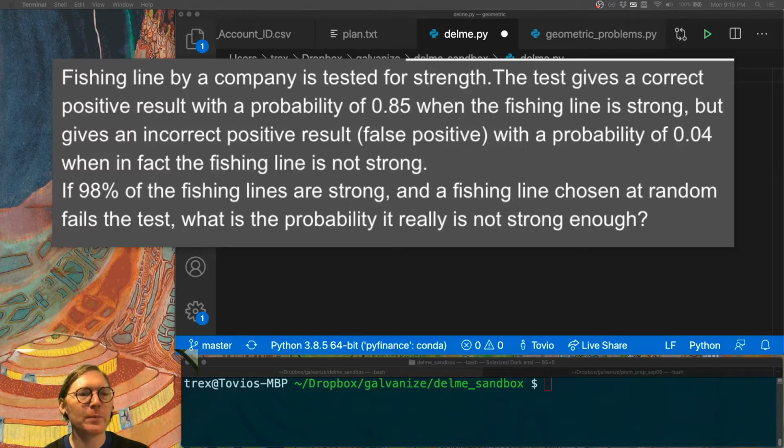All right, so let's do a quick Bayes problem. Here I have just something from our prep materials, and I wanted to go over it again for class. So here we go. Fishing line by a company is tested for strength. The test gives a correct positive result with a probability of 0.85 when the fishing line is strong, but gives an incorrect positive result, false positive, with a probability of 0.04 when in fact the fishing line is not strong. If 98% of the fishing lines are strong and a fishing line chosen at random fails the test, what is the probability it really is not strong?